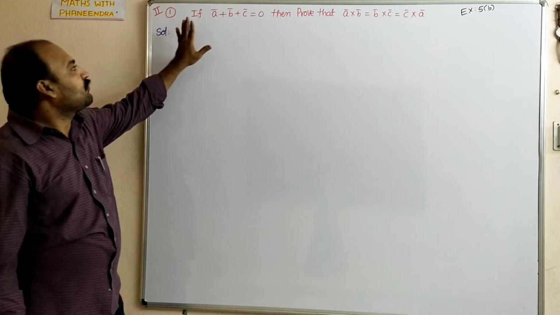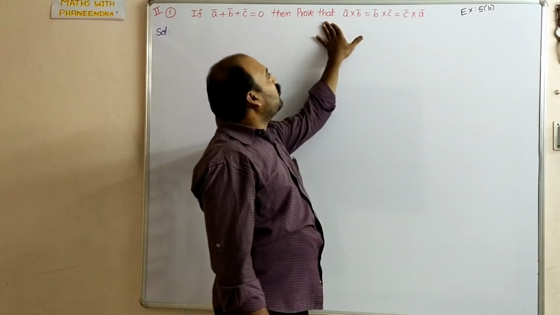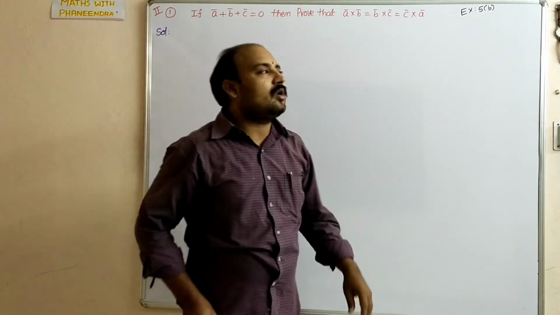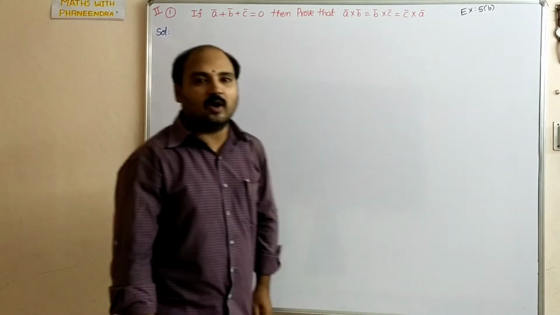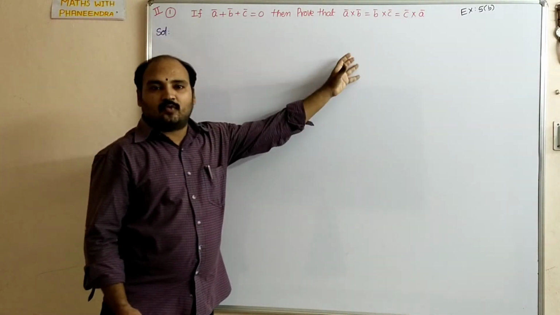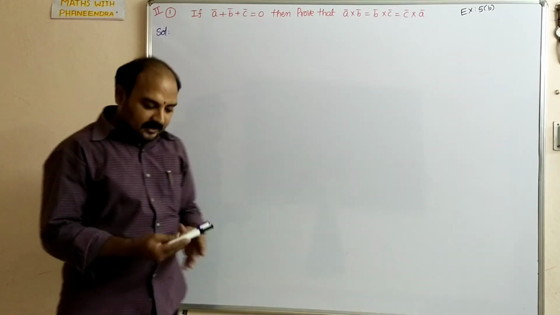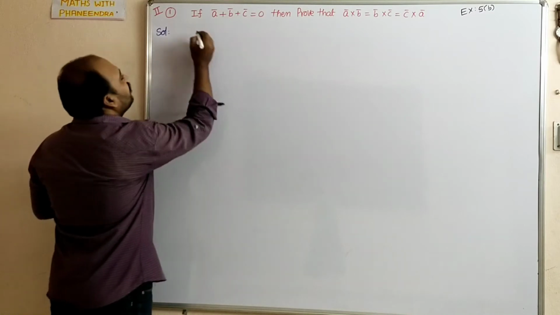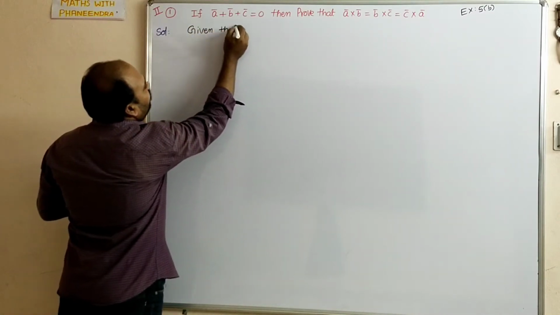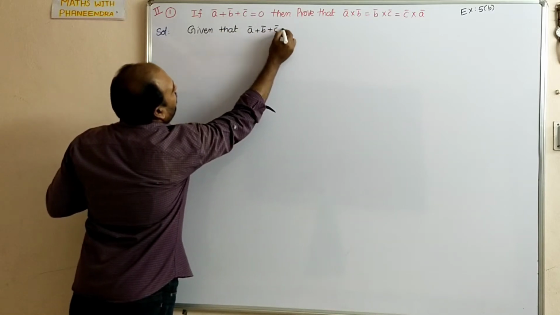First question. If a bar plus b bar plus c bar equals 0, then prove that a bar cross b bar is equal to b bar cross c bar, which is equal to c bar cross a bar. Listen, this proof we will take in three cases. First, you have to write the given condition. Given that a bar plus b bar plus c bar is equal to 0.